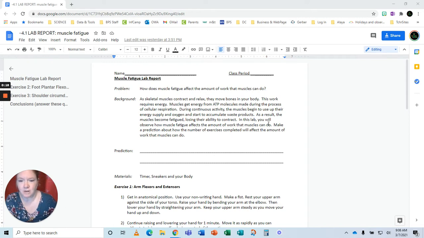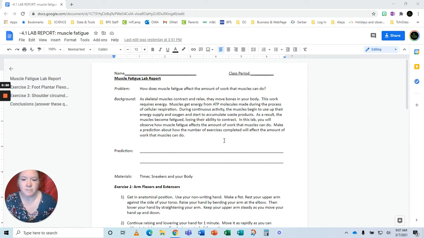So here is background. As skeletal muscles contract and relax, they move bones in your body. This work requires energy. Muscles get energy from ATP molecules made during the process of cellular respiration. During continuous activity, the muscles begin to use up their energy supply and oxygen and start to accumulate waste products. As a result, the muscles become fatigued and lose their ability to contract. In this lab, you will observe how muscle fatigue affects the amount of work that muscles can do.